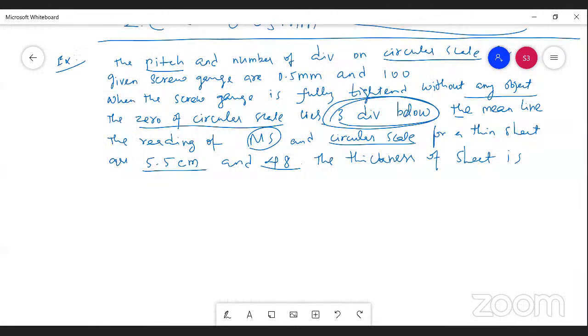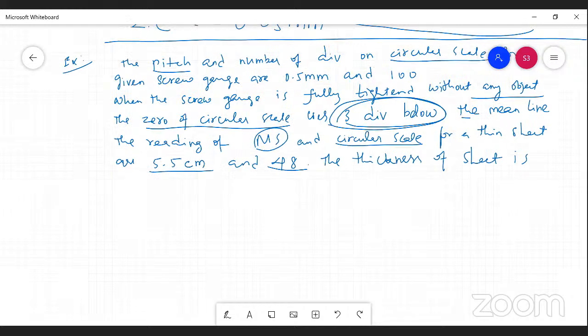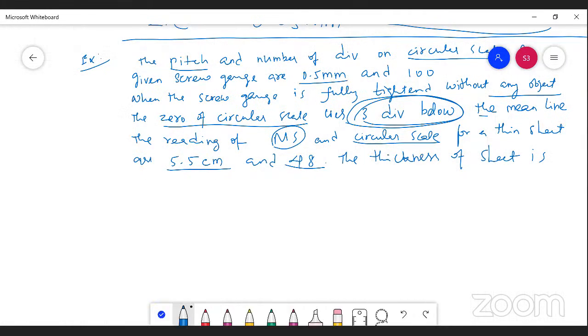See, please understand the question. The pitch and number of divisions on the circular scale of the given screw gauge are 0.5 millimeter and 100. The pitch value is 0.5 millimeter. Number of divisions is 100. When the screw gauge is fully tightened without any object, the zero of the circular scale is the third division below the mean line, which means the error is positive. Correction is negative. Very good.